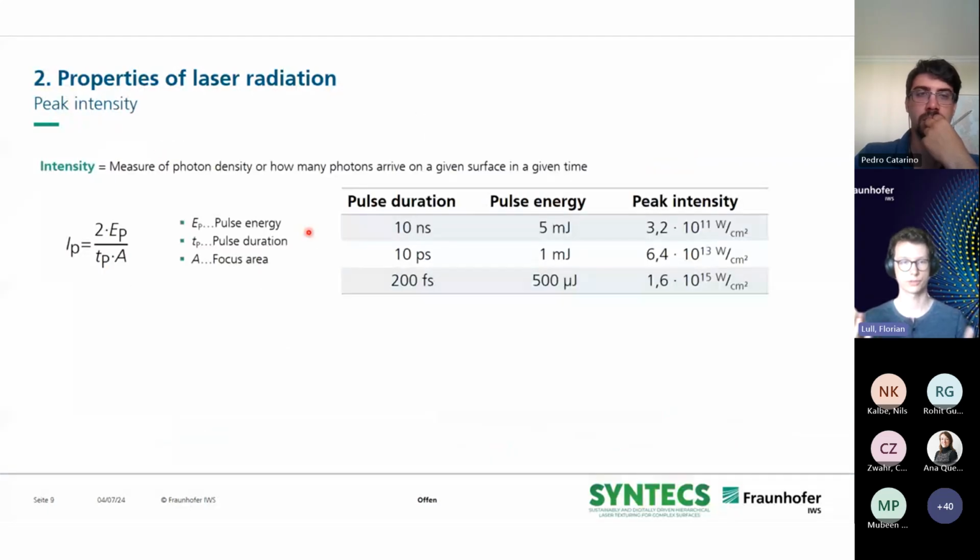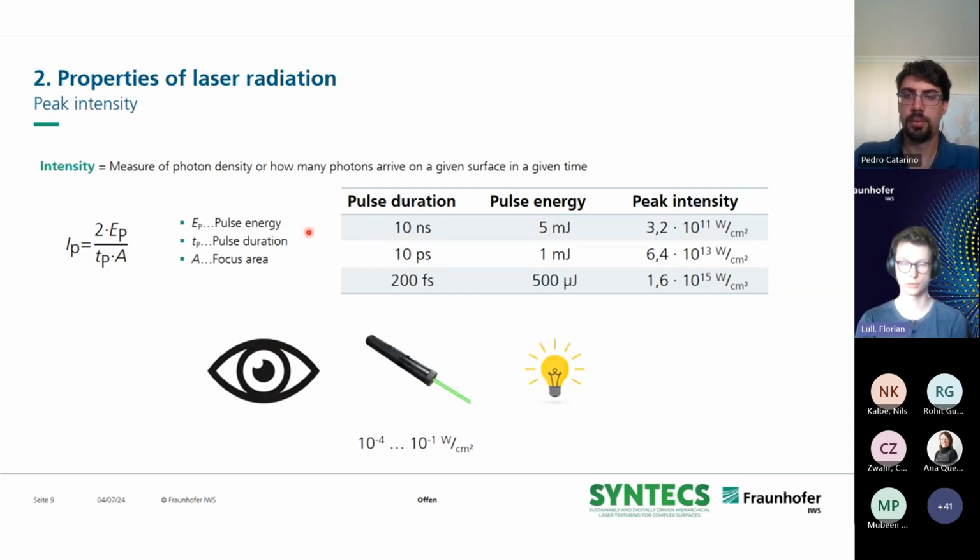And to go even a step further, we have to talk about the peak intensity, which is just peak power divided by a certain area. And this area is in most cases the cross section of the laser beam, of a focused laser beam. And the intensity basically describes how the interaction between laser radiation and material happens. So if we have a look at the table on the right side, you can see that going from nanosecond laser pulses to picosecond and femtosecond laser pulses, the peak intensity is increasing by a lot, orders of magnitude.